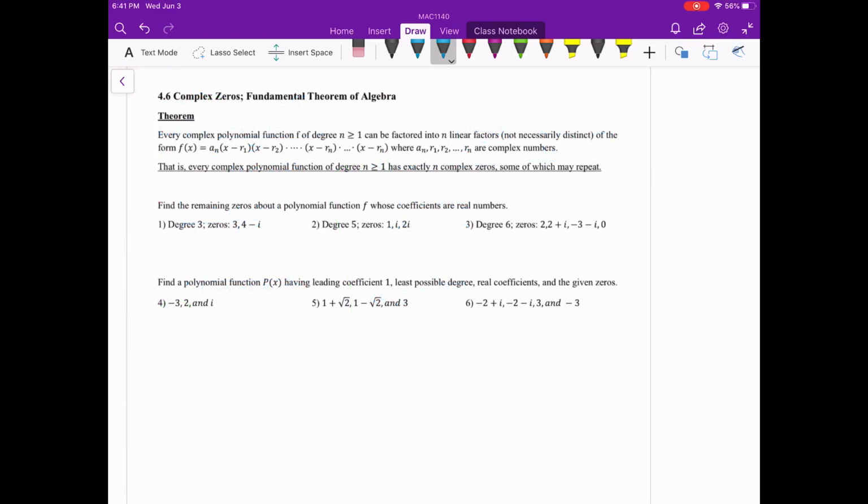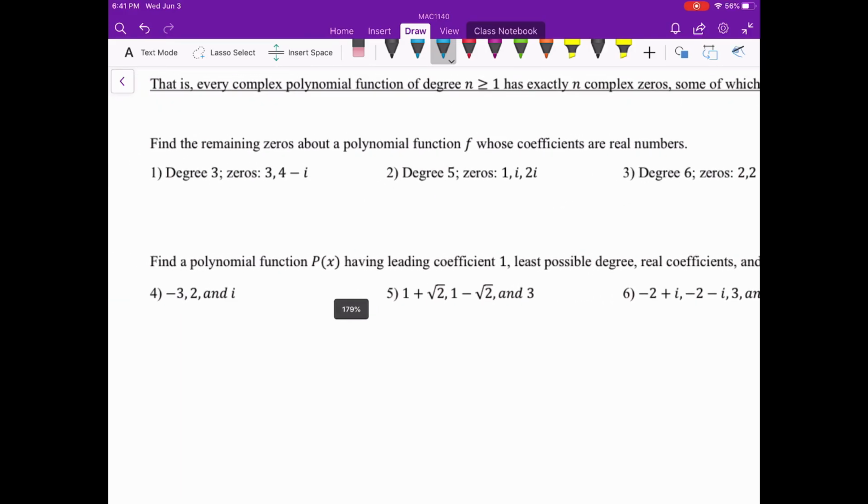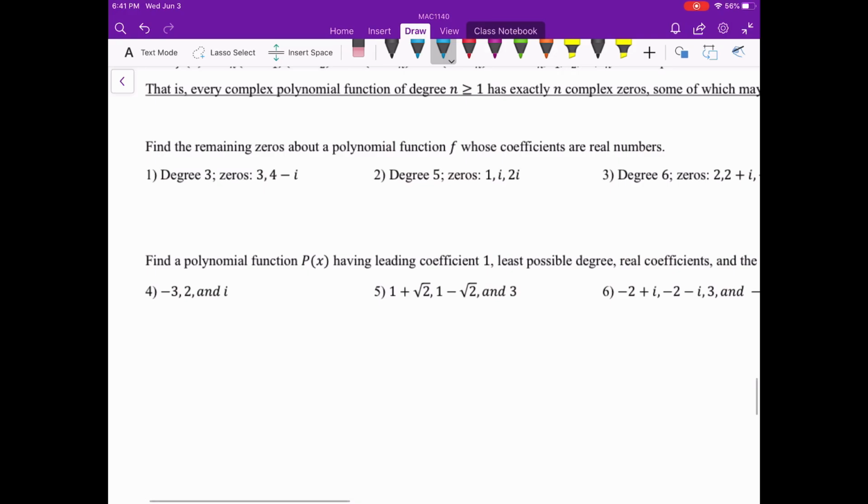And the last section is the complex zeros, or the fundamental theorem of algebra. This one confirms what we learned on the last section, meaning if you have an imaginary or complex zero, you must get the conjugate, or if it's irrational, then you need the conjugate in order for it to be a 0.